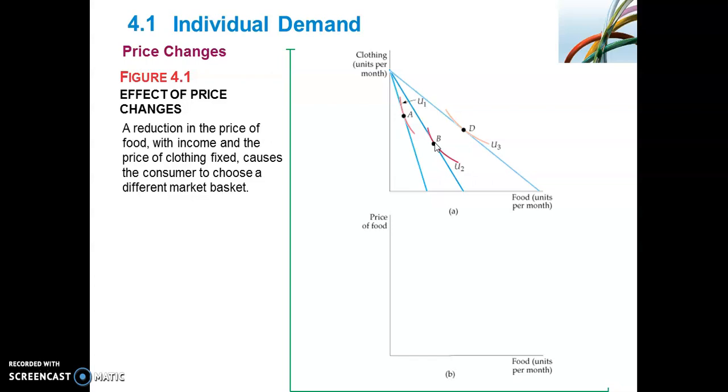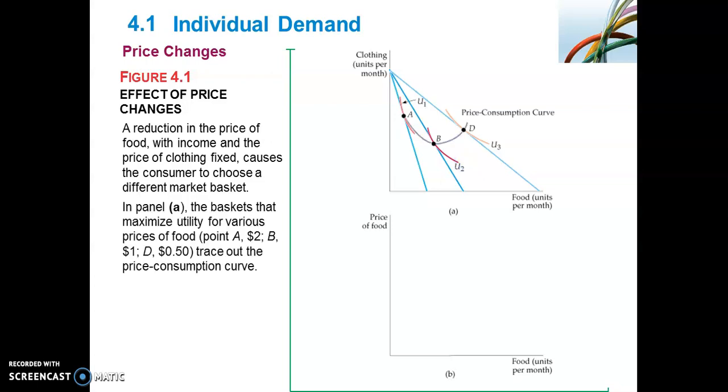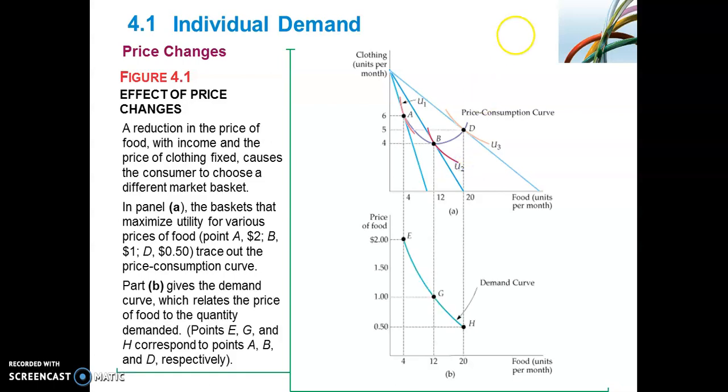We have an income of $20, the price of food is $1 and the price of clothing is $2, and from that the budget constraint can be constructed and the consumer is at point B on indifference curve U2. Let's just get the values. There you have the quantities: 4 units of clothing and 12 units of food at point B.